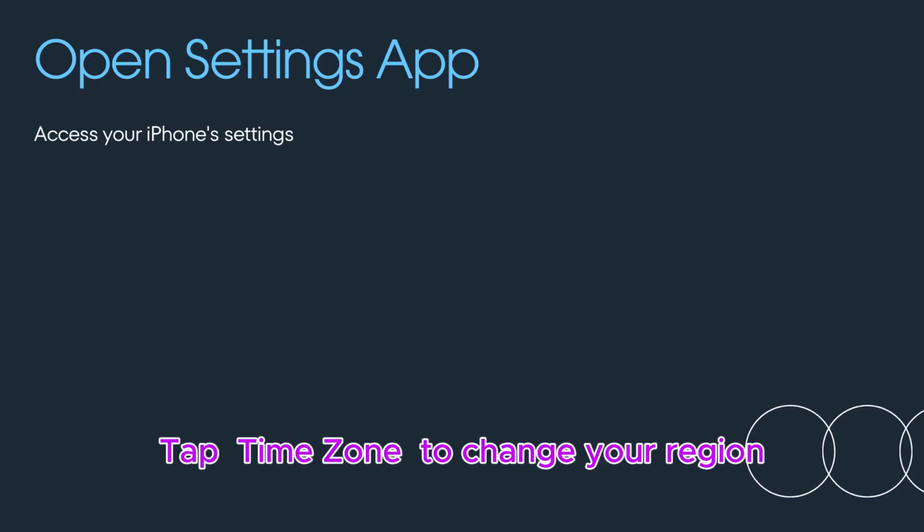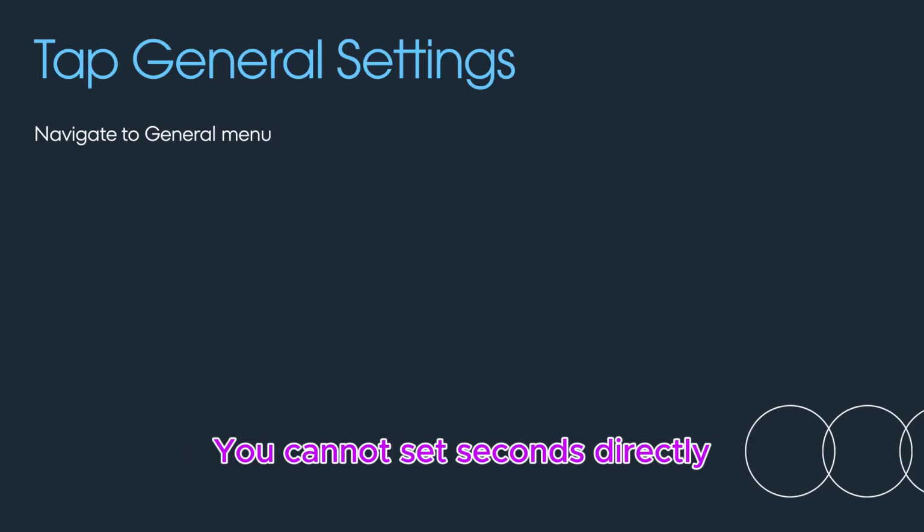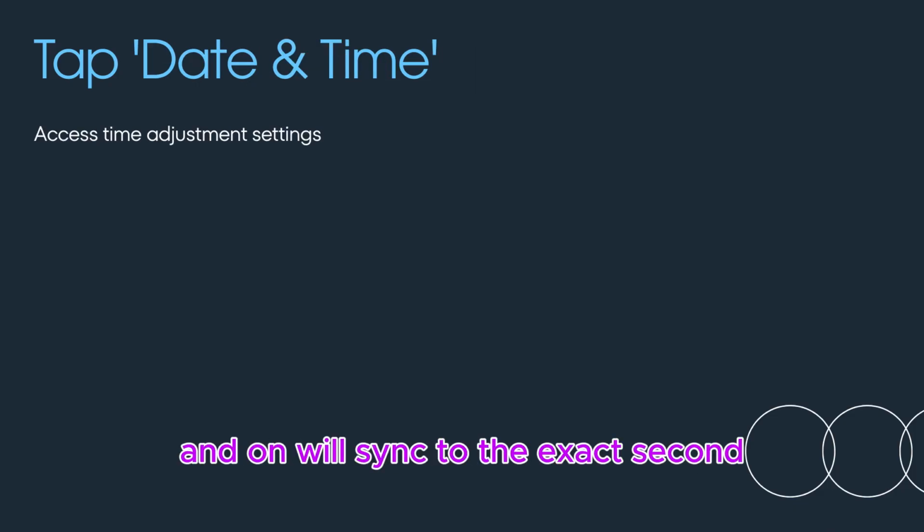Tap Time Zone to change your region. Tap the time field to adjust hours and minutes. You cannot set seconds directly, but turning automatic time off and on will sync to the exact second.